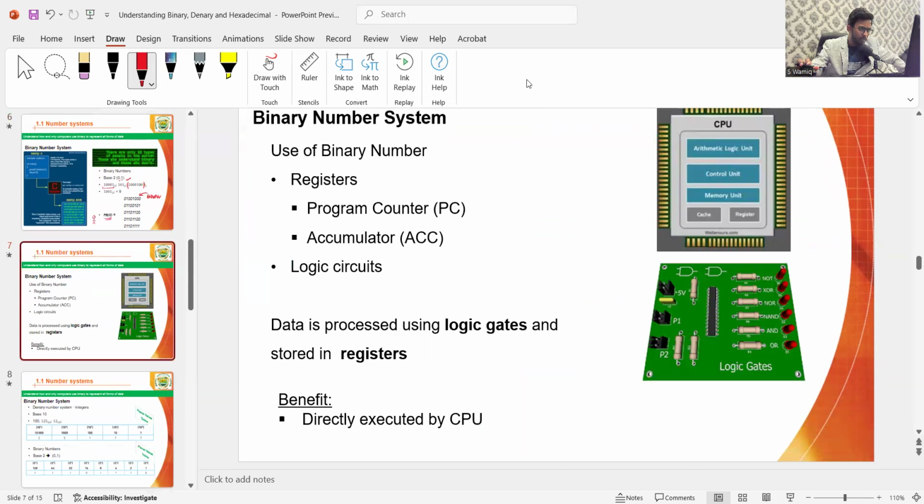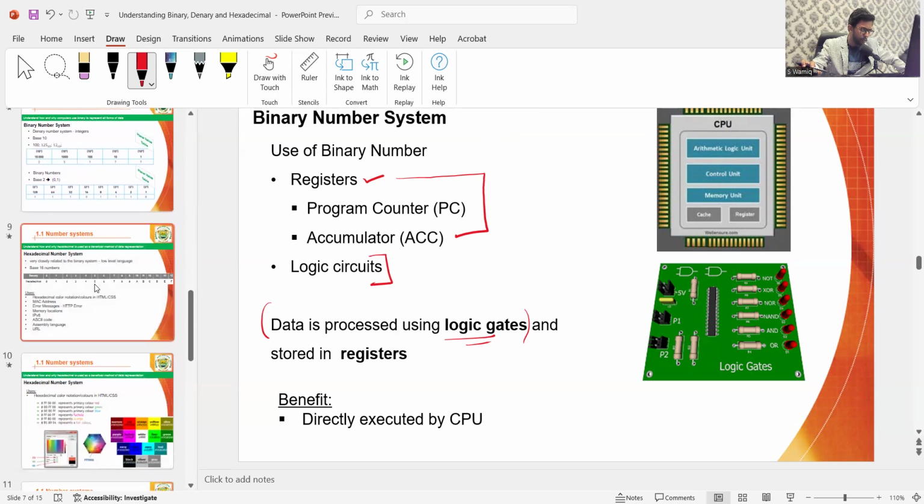What are some uses of the binary numbering system? It is used in registers. We will be discussing this in our chapter number 3. What are registers? Other than that, we use it in logic circuits. That means that data is processed using logic circuits. What are the benefits of this? It is directly executed by the CPU because it is a directly understandable language.